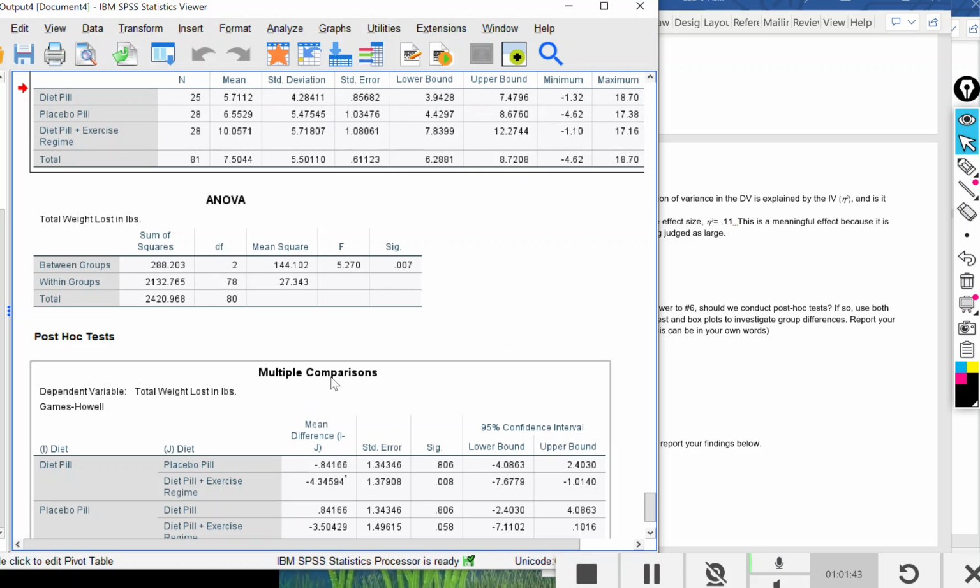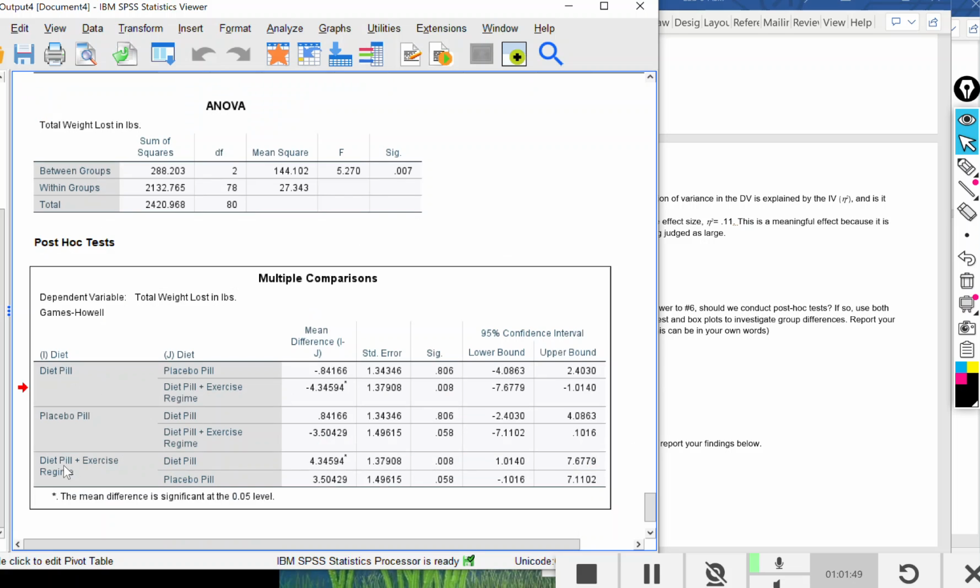Taking the difference, is it statistically significant? No, it's not statistically significant. And then diet pill means difference from diet pill plus exercise. That's a negative 4.34594, and this is statistically significant right here. And then I think those are the three groups that we need to look at, except this one right here.